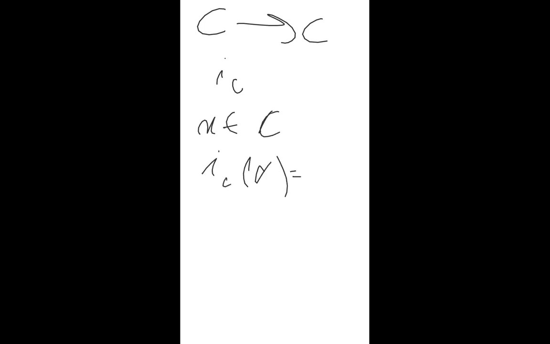And I'm just going to say what an identity function is. An identity function for a set, let's denote the set C, is a function from C into C such that for every element X in C, I_C of X is equal to the element. So it's like F of X equals X, for every set.